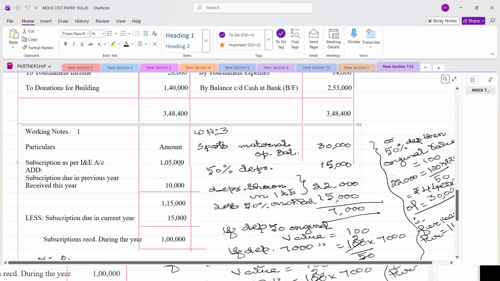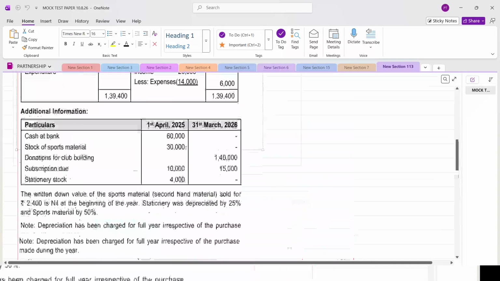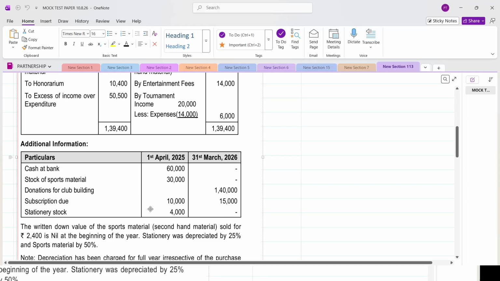I have prepared it here. It is 1,05,000. And they have shown in this additional information, subscription was outstanding at the beginning of this year. At the end of 1st April 25, the subscription was due. It means we are going to prepare it from April 25 to 31st March. This 10,000 was outstanding as on 31st March 2025. So this 10,000 must have been received this year because there is no other information about that.